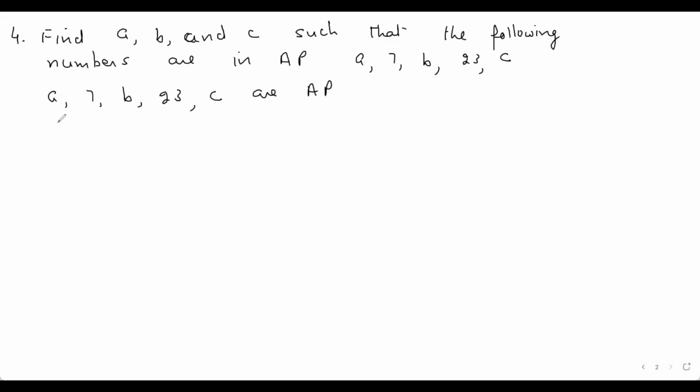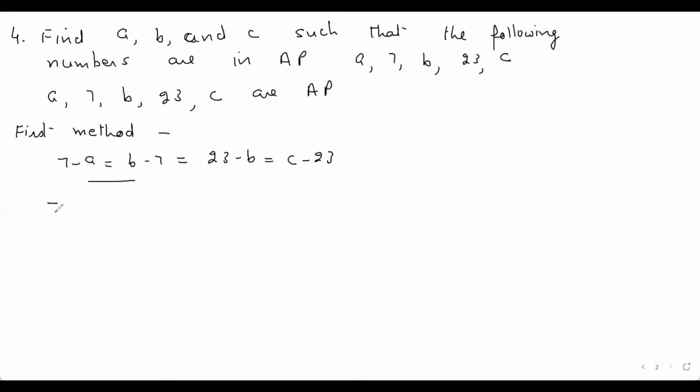Now the first method is, this is in AP. It means common difference is same. So 7 minus A is equal to B minus 7 is equal to 23 minus B is equal to C minus 23. So we know if this is in AP, common difference should be same. Now I am to find the value of A, B, C. Now I'll start with this.